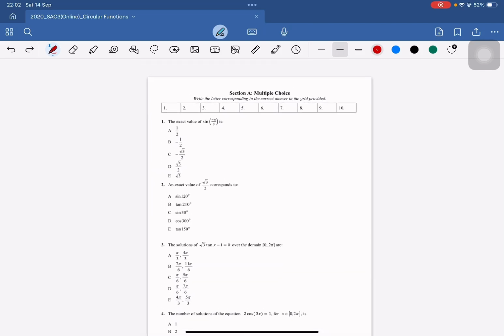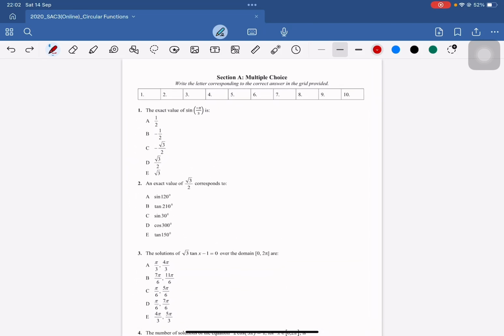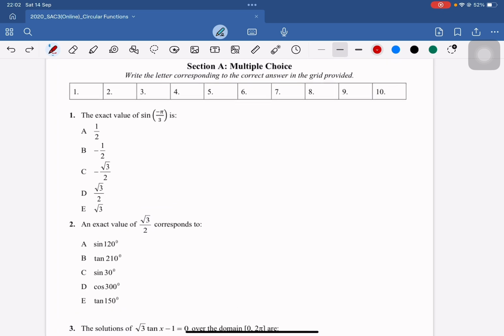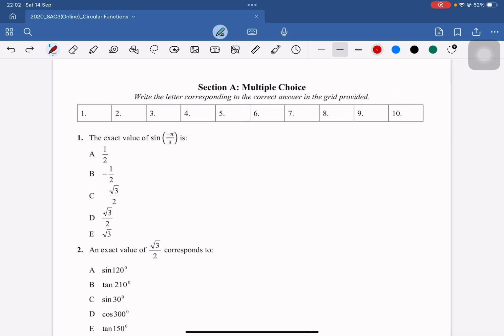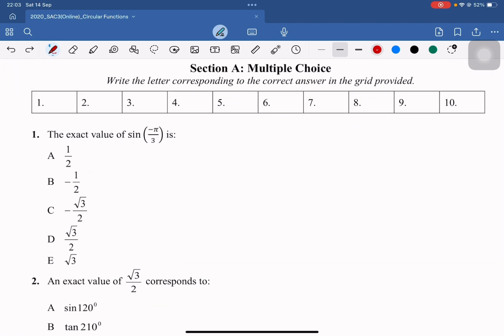Hello, and today we're going to be covering the 2020 SAC for circular functions. This is one of the SACs for Year 11 VCE Methods, circular functions. So let's get into it.